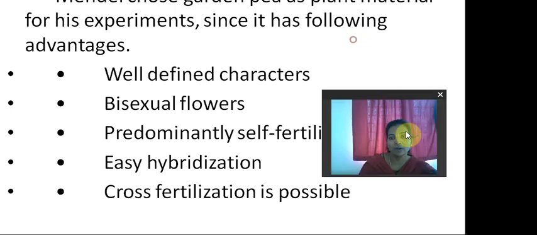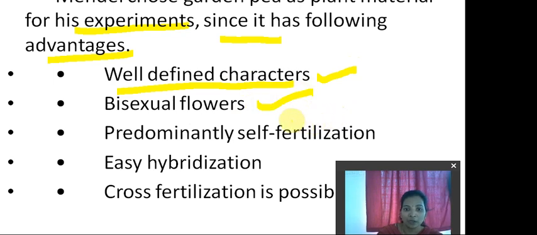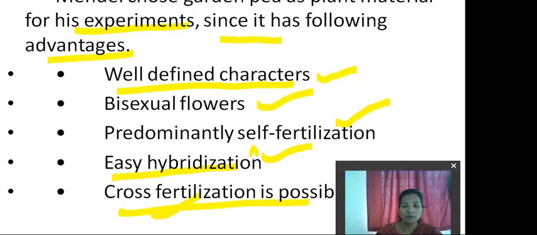Next, let's talk about Mendel's experiments. Mendel chose the garden pea as plant material for his experiments, since it has the following advantages. What are those? Well defined characters are present, bisexual flowers are there, predominantly self fertilization, easy hybridization, and cross fertilization is also possible. This is how Mendel's experiments were conducted, and he chose the pea plant.